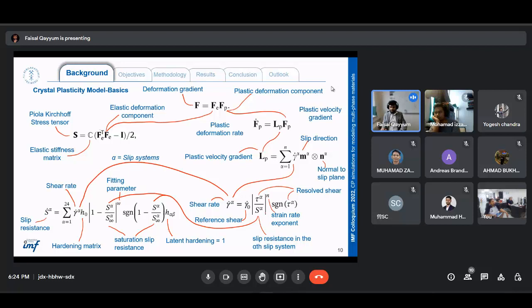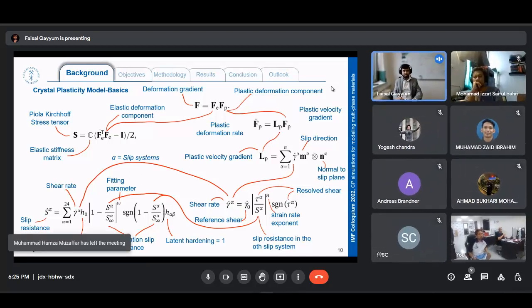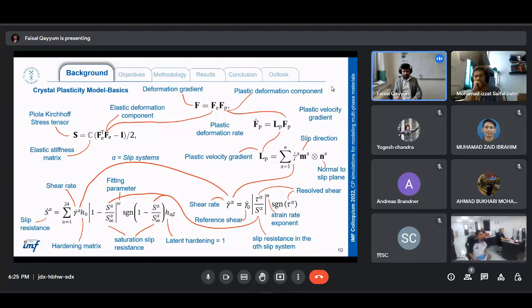Now this strain rate exponent is basically just a hardening exponent, which in this phenomenological model is a fitting parameter. On the other hand, the hardening is defined by a slightly complicated method where we have a slip resistance depending on the shear rate, the hardening matrix, which is basically how the two slip systems are interacting with each other, as well as the saturation of the slip resistances, which is the maximum a slip resistance can saturate to. And in the end, the latent hardening coefficient, which is generally defined as one. It also depends on the fitting parameter for the hardening, which basically controls how the ratio between the slip resistance and the saturation slip is affected.